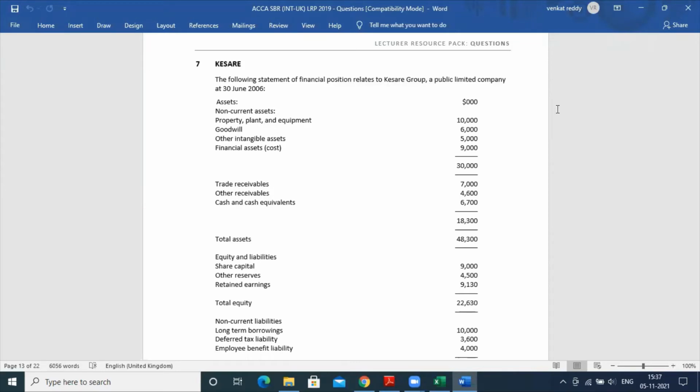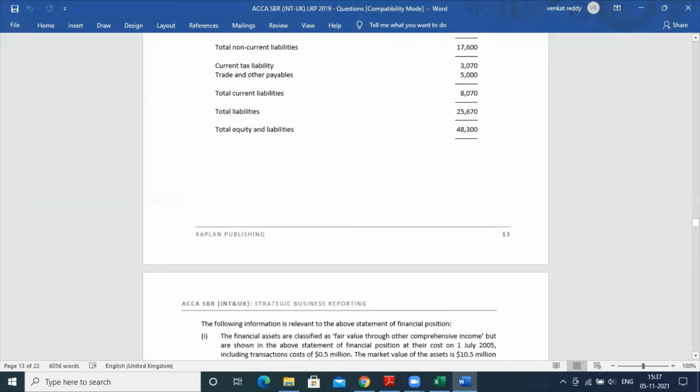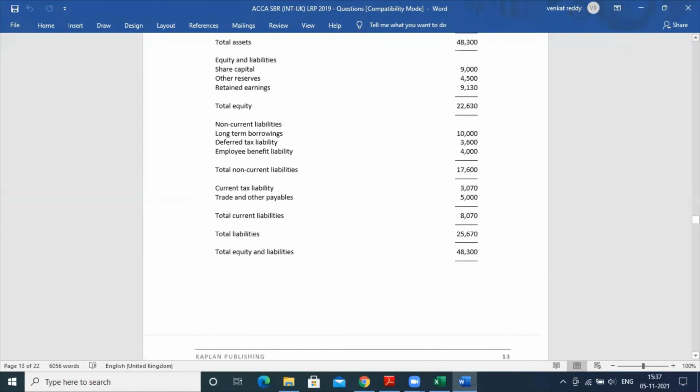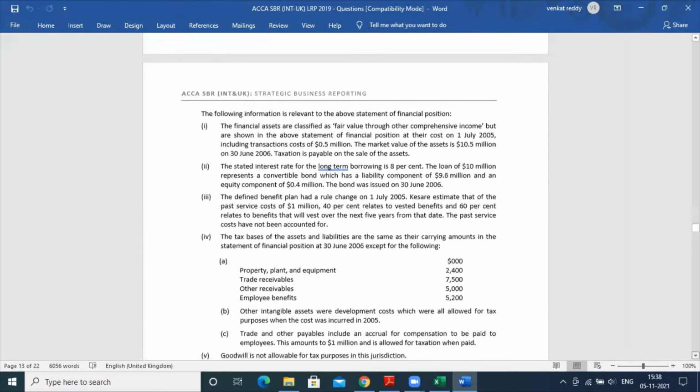And here we can find equity and liabilities. In that, the first one, share capital, that is 9,000, other reserves, retained earnings, and under non-current liabilities, long-term borrowing 10,000 and deferred tax liability 3,600 and employee benefit liability is 4,000 and the total non-current liabilities are 17,600. And the current tax liability 3,070 and the trade and other payables 5,000 and total liabilities and total equity and liabilities. So this is the statement of financial position, and they also gave certain adjustments.